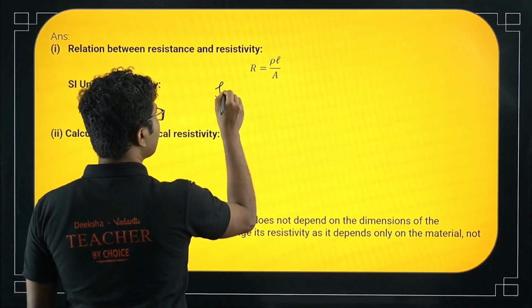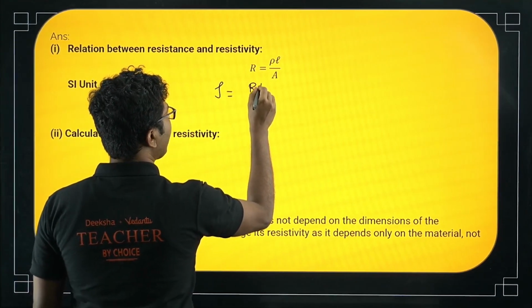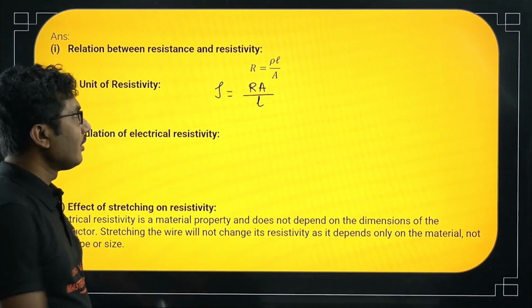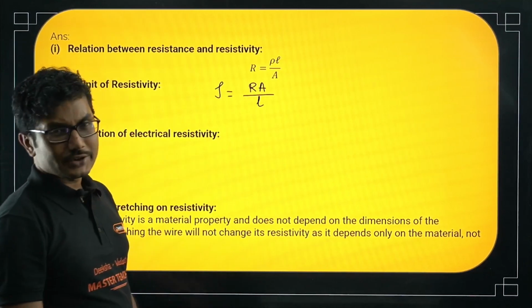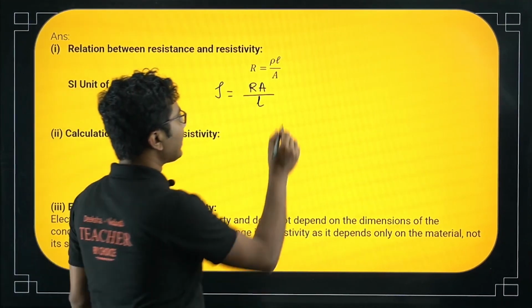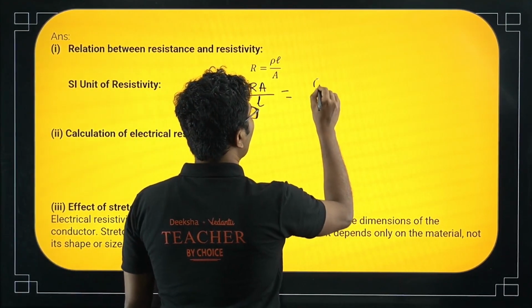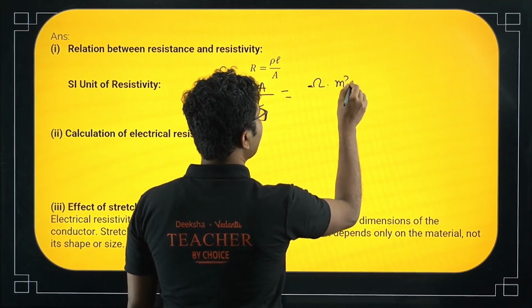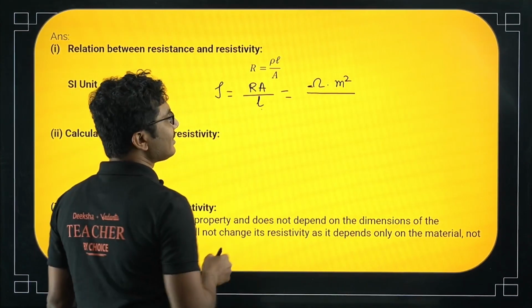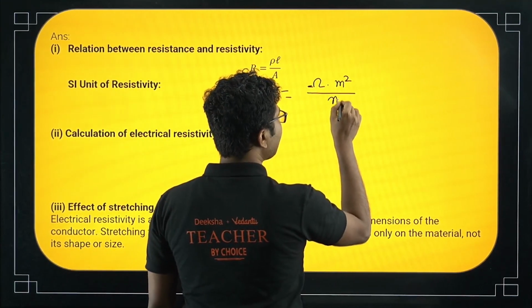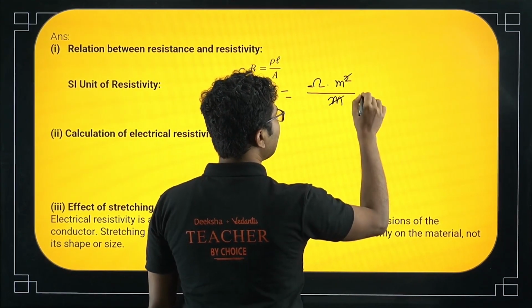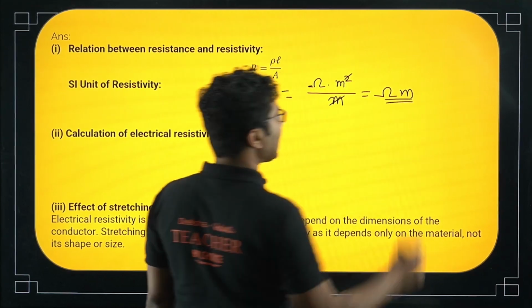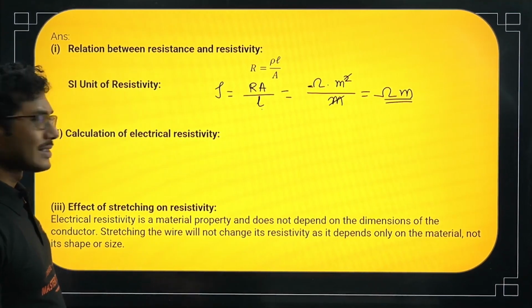So rho equals R into A divided by L, right? From this equation, do the cross multiplication, you have to separate rho. Now the resistance unit is ohm, the area's unit is meter square, and the length's unit is again meter. So one of the meters will cancel, and you will get ohm meter. This is the SI unit of resistivity, as simple as that.